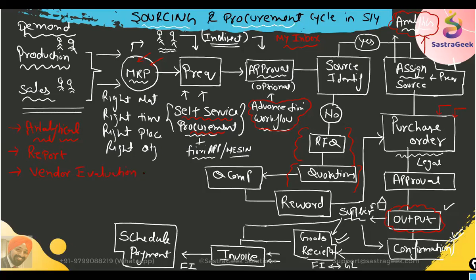Within the vendor evaluation, we have one process called soft evaluation. Soft evaluation is available with SAP S/4HANA. Okay, that's a new process.